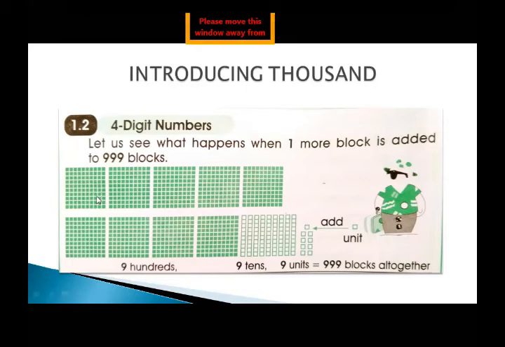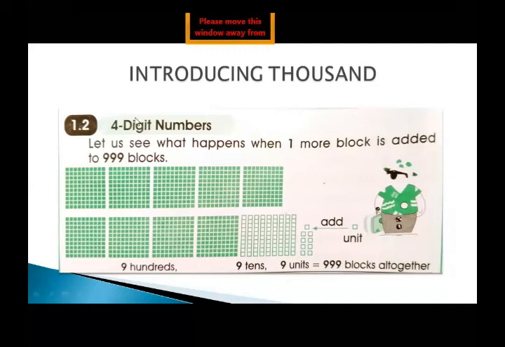So here you see 1, 2, 3, 4, 5, 6, 7, 8, 9 blocks of hundreds. And how many columns of tens are given here? 1, 2, 3, 4, 5, 6, 7, 8, 9. 9 columns. And how many blocks of units are given here? Also 9. So what's your number? It is 999 blocks together. When we add 1 to 999, then the smallest 4-digit number comes, that is 1000.